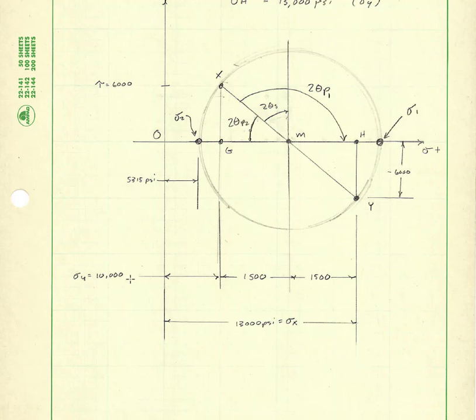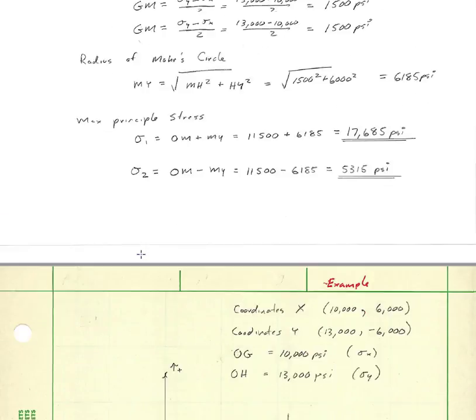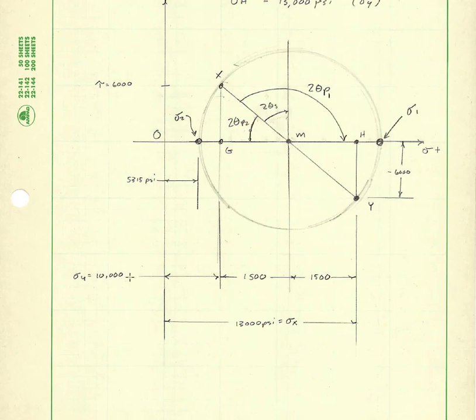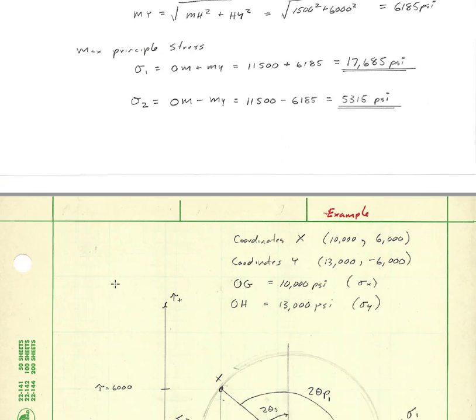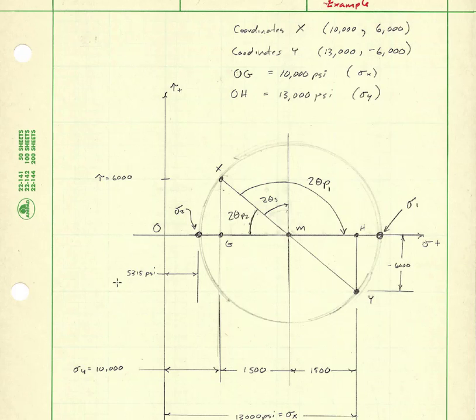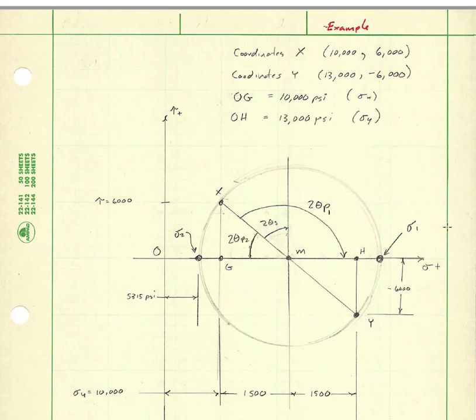And then our normal stress, sigma x, is plotted here at 10,000. So what I got is 10,000 and a shear stress of 6,000 here. That's my coordinates of point x.